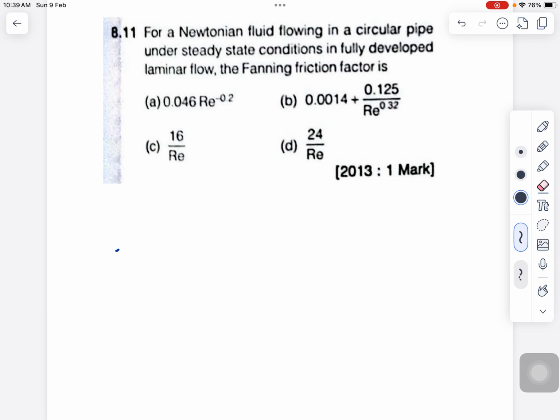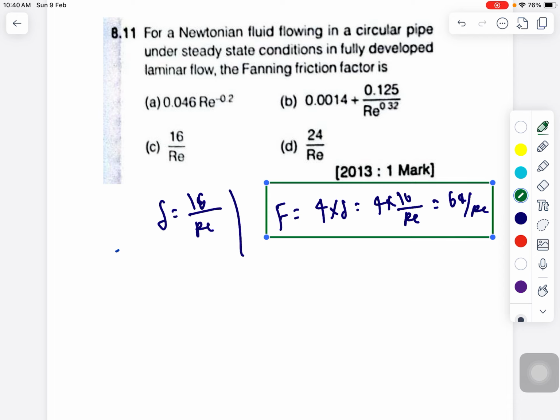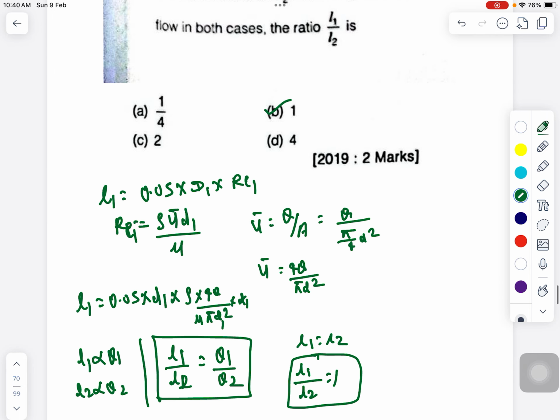Okay, now again I'll move to this question. This question is also a very fundamental question, formula based. For the Newtonian fluid in a circular pipe, steady state condition, in fully developed laminar flow condition, the fanning friction factor is equal to 16 by Re, and Darcy friction factor, denoted as capital F, is 4 into the small fanning friction factor f. So 4 into 16 divided by Re, that is 64 divided by Re. You are supposed to remember this thing. This is very, very important, right? And very frequently you will get these things in your exam. Okay.